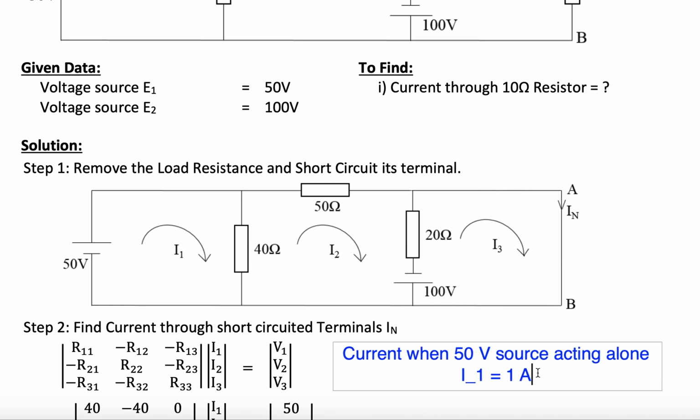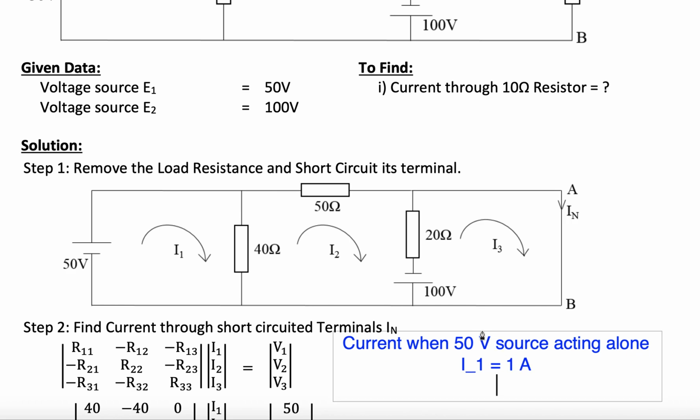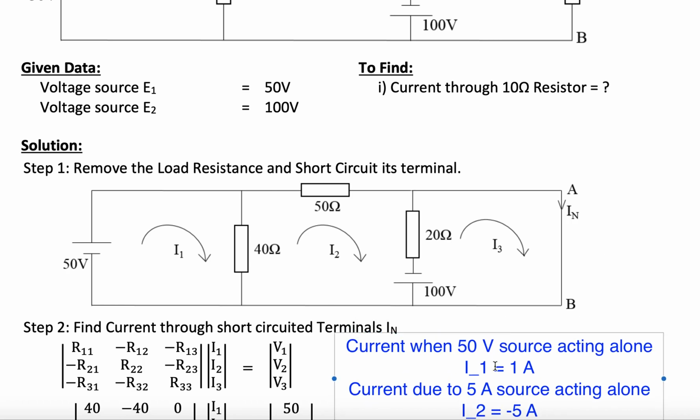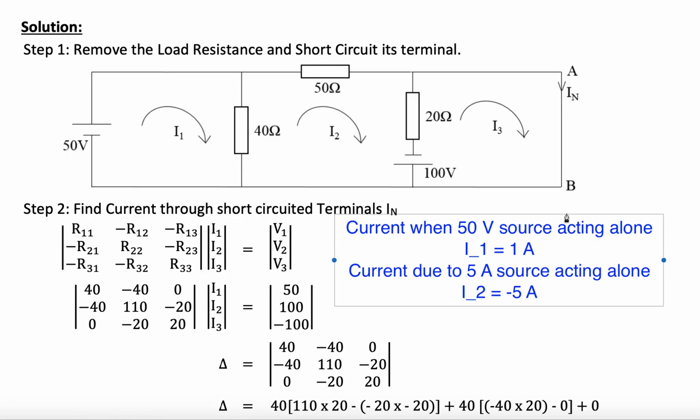So that current is now how much? Minus 5 ampere, because the current direction is from B to A. That is the current due to the 5 ampere source acting alone, I am calling it I2 this time. That is minus 5 ampere, because current is flowing from B to A. When you take the direction A to B as positive, then the opposite current will become negative automatically.